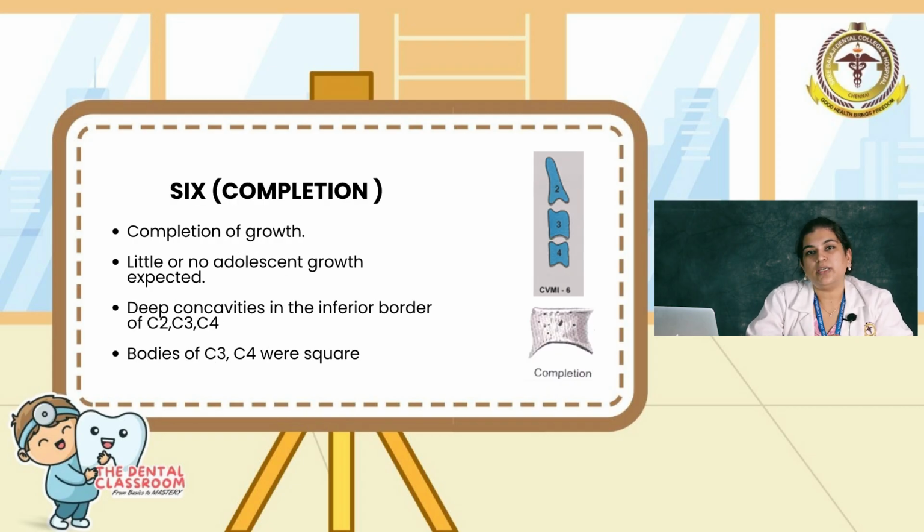The last, or the completion stage, corresponds to a completion in growth with no adolescent growth expected. Likewise, there are deep concavities in the inferior borders of C2, C3 and C4, while C3 and C4 have grown to their full height and are more square or more high rectangular than flat rectangular.